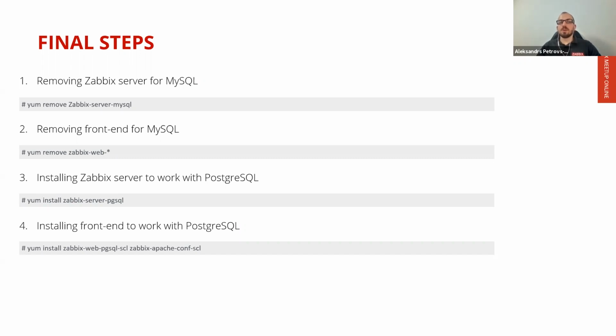And that's why we will need to remove the Zabbix server MySQL, and we will need to remove the front end for MySQL. So we will need to remove them completely and make sure you back up everything that was related to the configuration. And after you remove them and back up the configuration, install Zabbix server, but to work with PostgreSQL. And then install the front end, and again to work with PostgreSQL itself.